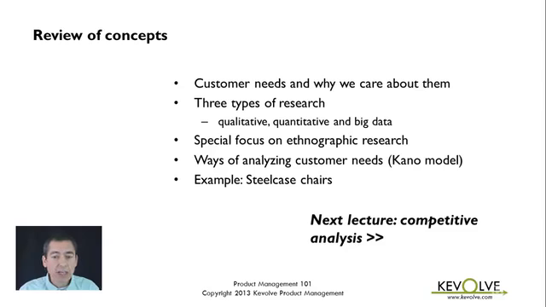All right, so let's review the concepts. In this lecture, we talked about customer needs and why we care about them. And then we talked about the 3 types of research: qualitative, quantitative, and big data. We did a special focus on ethnographic research because it's a critical part of your tool set as a product manager. We looked at ways of analyzing customer needs. The Kano model is a big one there, so that's a great one to learn to use. And we gave an example.